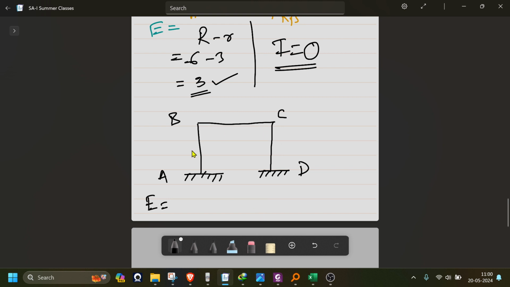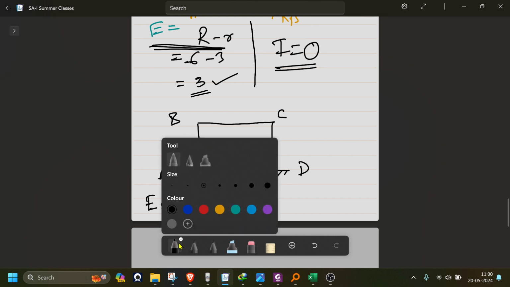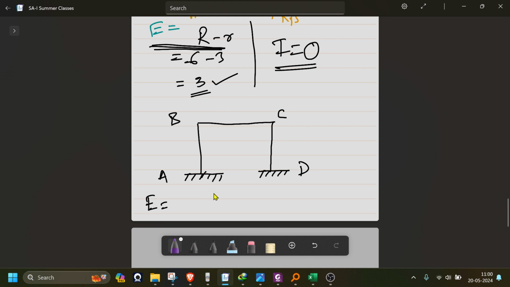So how to find the external indeterminacy of the structure? Again we will go back to the same formula. E equals R minus r. So what is capital R? Capital R is the number of unknown forces. So tell me, how many unknown forces will come here? This is a fixed one. This is a fixed one.